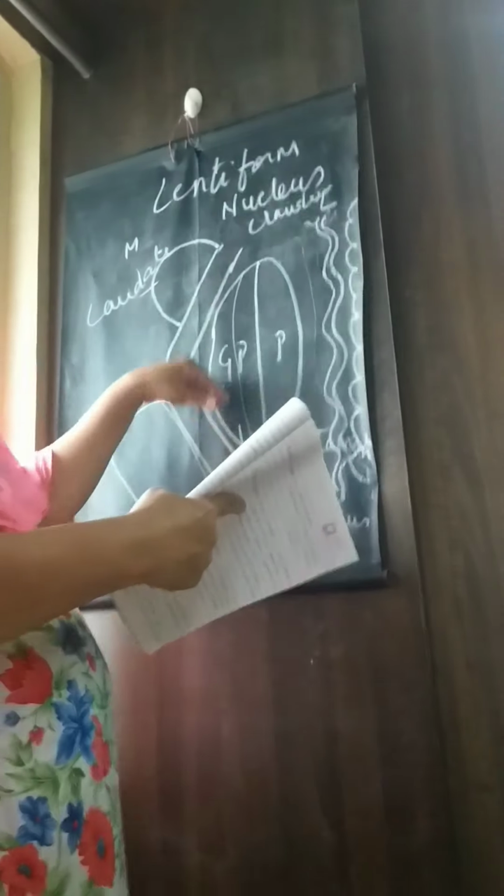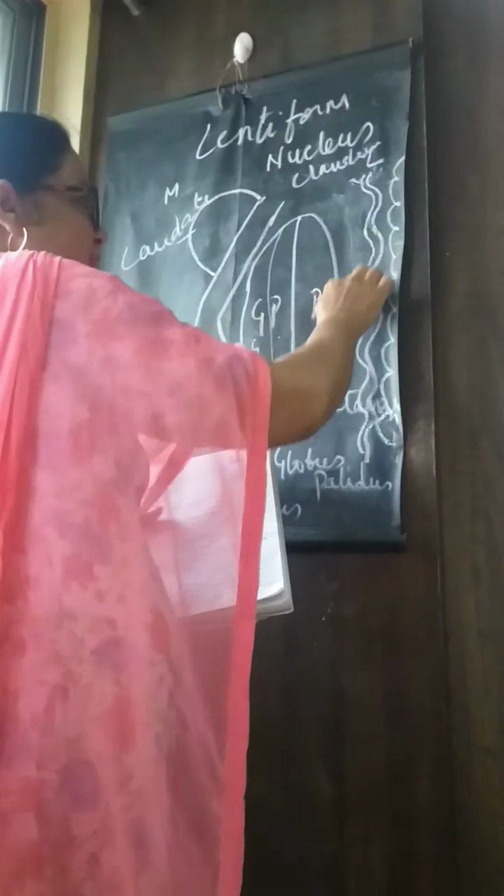The lateral surface of the lentiform nucleus is related to the external capsule. The space which you see over here is the external capsule. Very classically, this is the external capsule, this is the claustrum, and this is the insula. So laterally the lentiform nucleus is related to the external capsule, the claustrum and the insula.